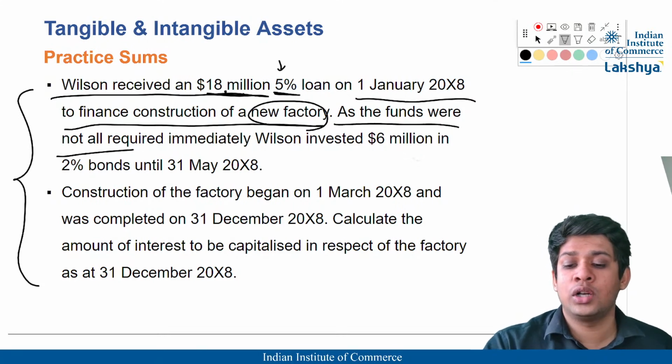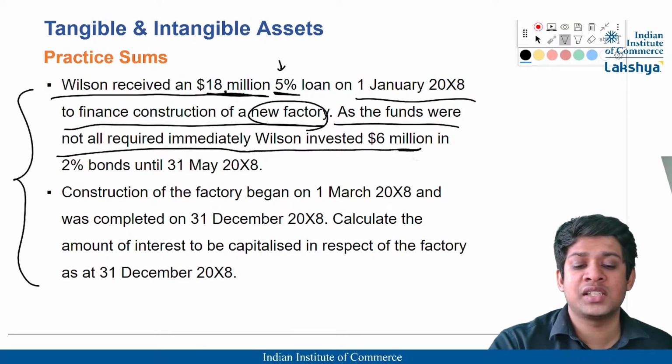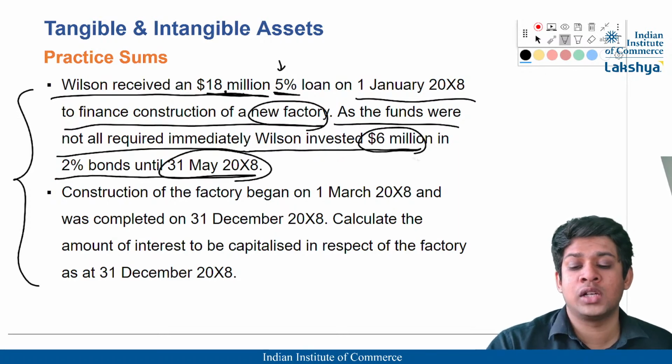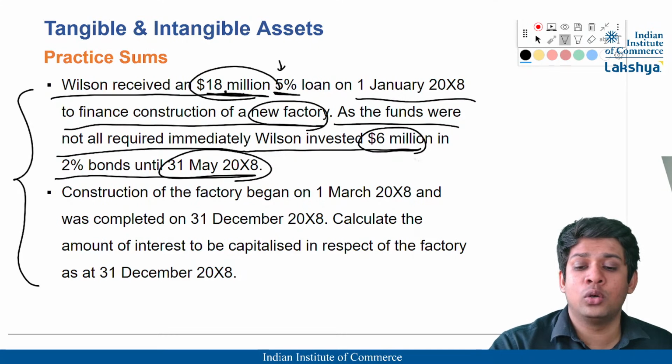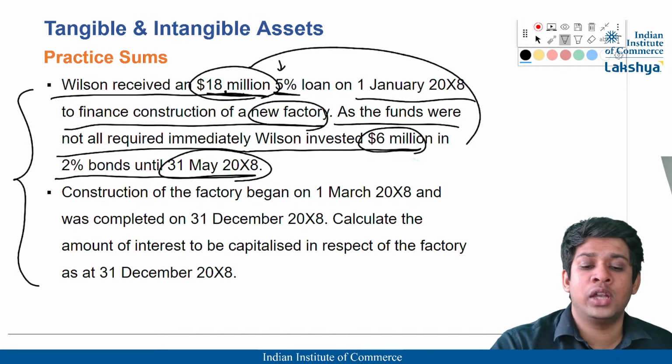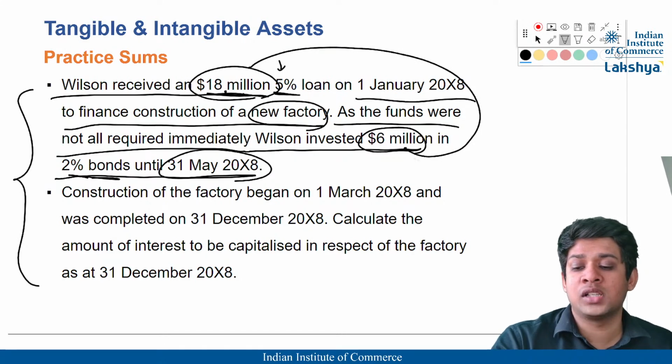As the funds were not all required immediately, Wilson invested $6 million in 2% bonds until 31st May 2018. So as soon as he took the loan of $18 million, he did not require all the amount of the loan. So he took 6 million from that loan and invested it in 2% bonds.